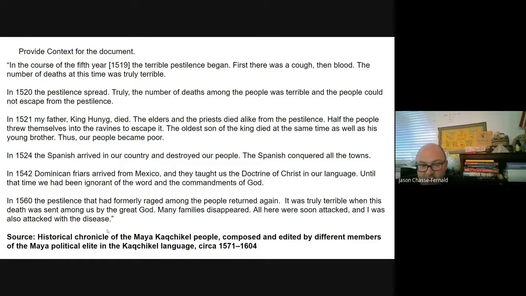And this comes from a historical chronicle, edited by different members of the Maya political elite, 1571, towards the turn of the 1600s, 1604. All right, so how would you contextualize this? Stop and think for a minute. How would you contextualize this? What would you say?